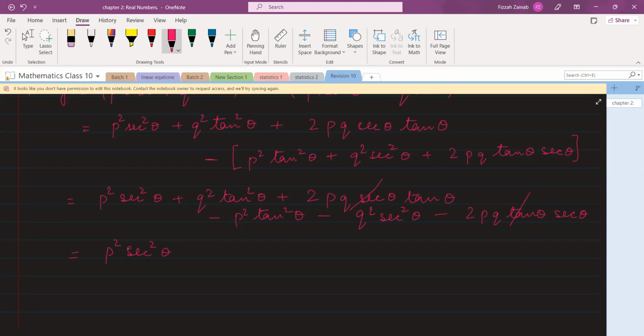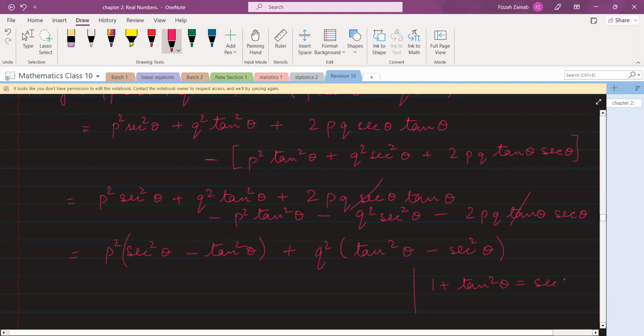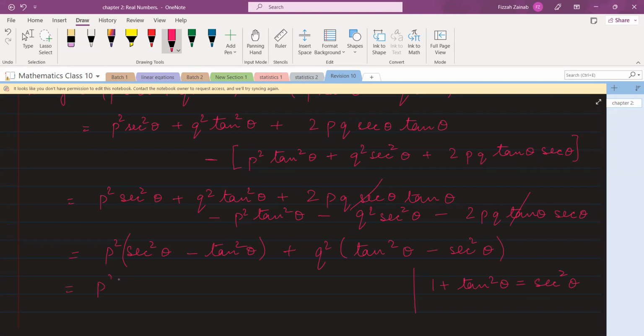If I take p square common, I have sec square theta minus tan square theta. Then I can take q square common, so tan square theta minus sec square theta. Okay. So what is the identity? The identity is 1 plus tan square theta is equal to sec square theta, right? Yeah, ma'am. Okay. So here, what will I have? Sec square theta minus tan square theta. So if you take tan square to that side, you are left with only 1, right?